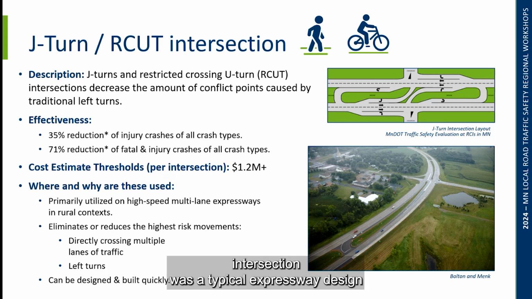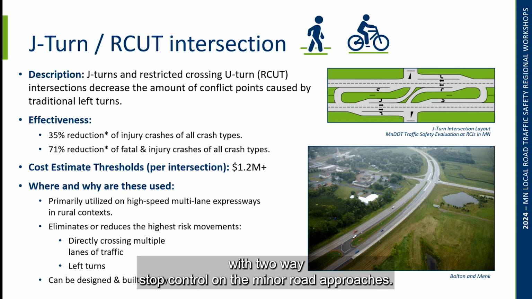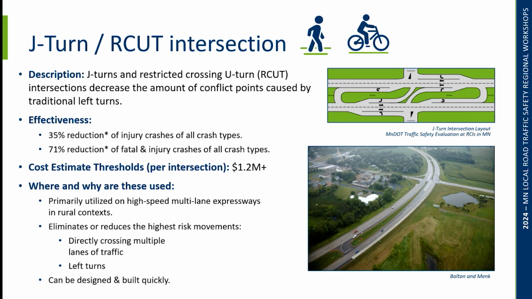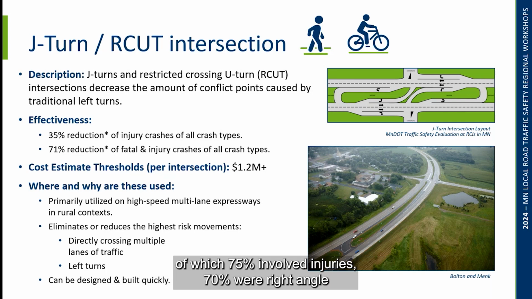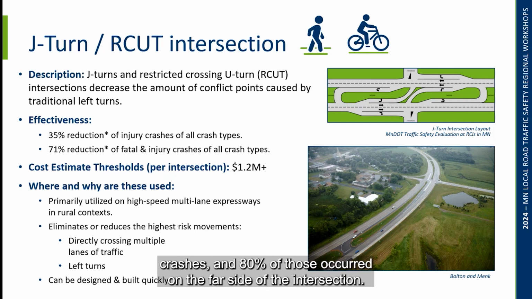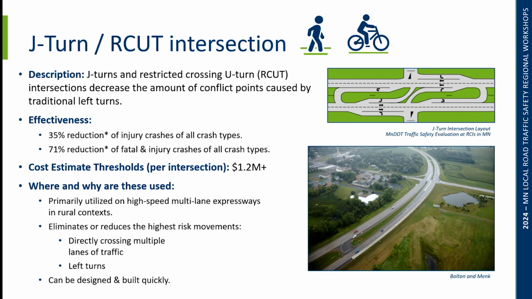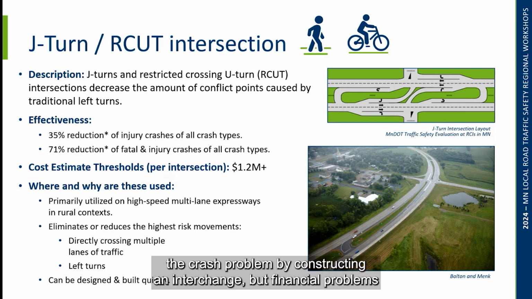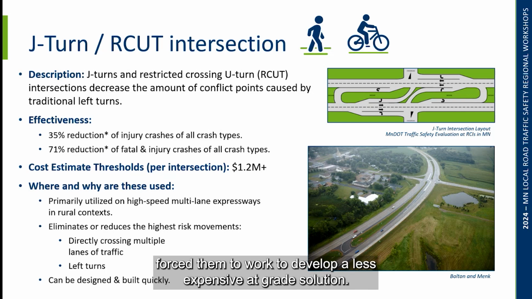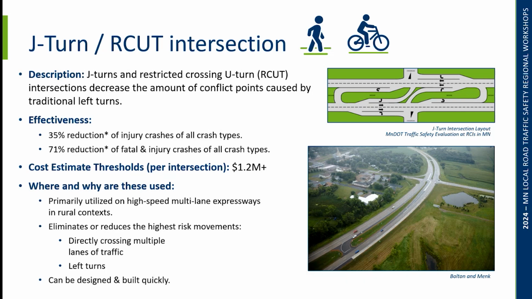The intersection was a typical expressway design with two-way stop control on the minor road approaches. The intersection averaged about 8 crashes a year, of which 75% involved injuries, 70% were right angle crashes, and 80% of those occurred on the far side of the intersection. The Maryland DOT had intended to address the crash problem by constructing an interchange, but financial problems forced them to work to develop a less expensive at-grade solution.